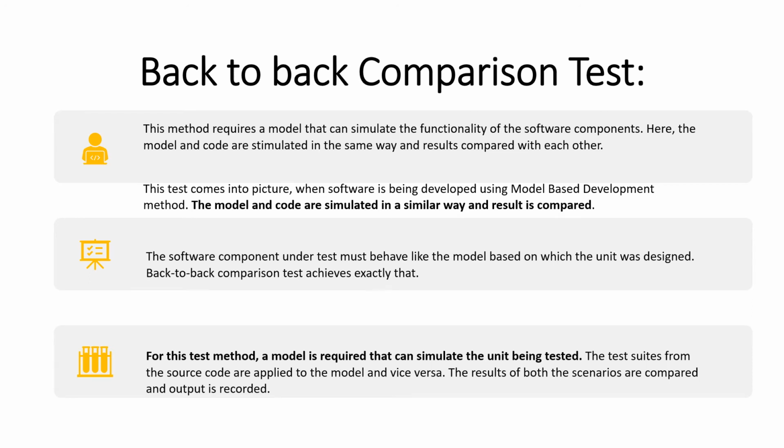So the next thing, the fifth method, is the back-to-back comparison test. This method requires a model that can simulate the functionality of the software component. Here the model and code are simulated in the same way and the results compared with each other. This test comes into picture when the software is being developed using a model-based development method. The model and the code are simulated in a similar way and the results are compared.